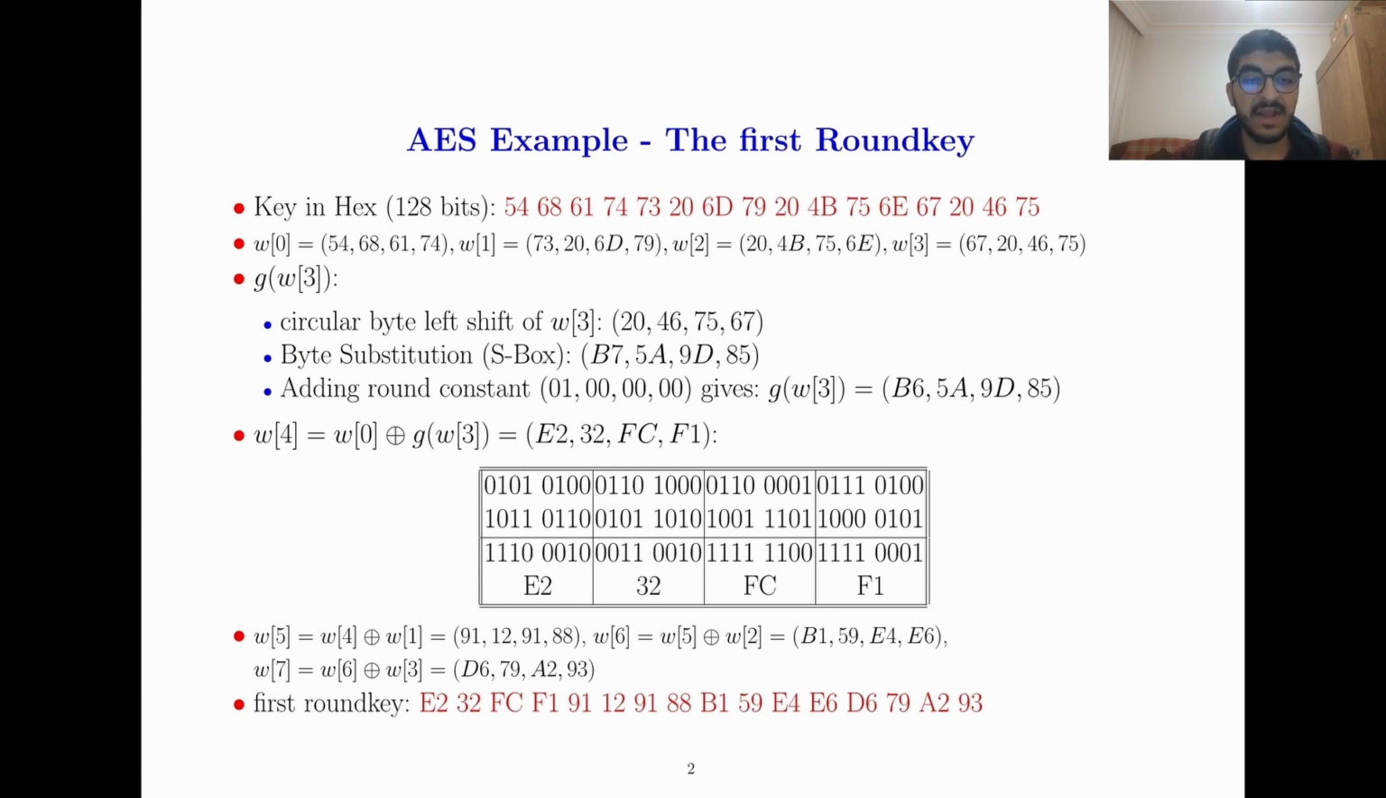Then we are getting W4 and W1. We are XORing them and storing W5. We are getting W5 and W2 arrays and we are XORing them. Then we are storing into W6 and we are getting W6 and W3, not new W3, be careful, the old W3, and we are XORing them and we get W7. Then we are merging these new 4 subarrays and getting the first round key.